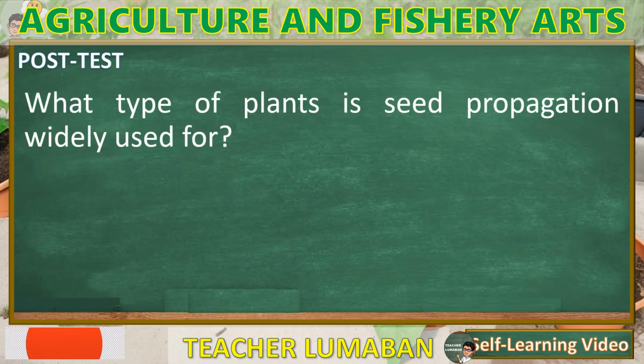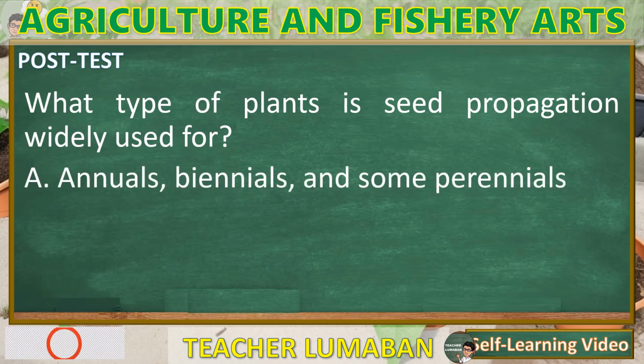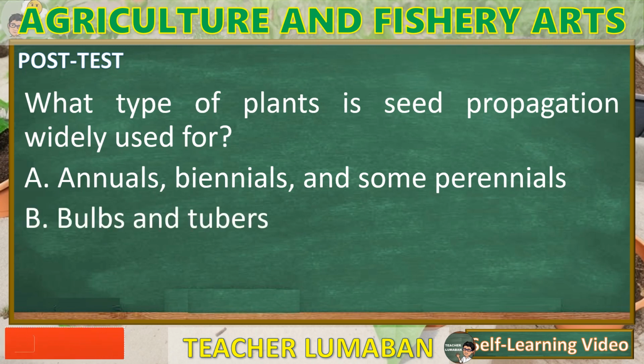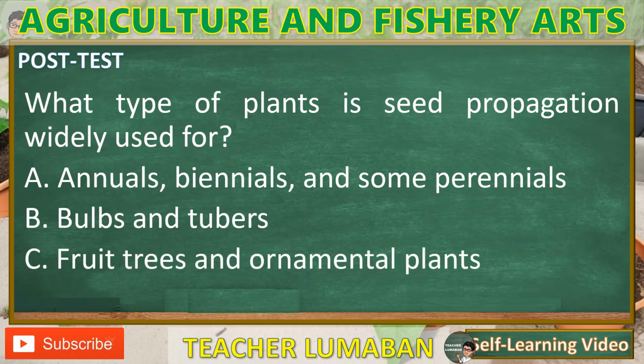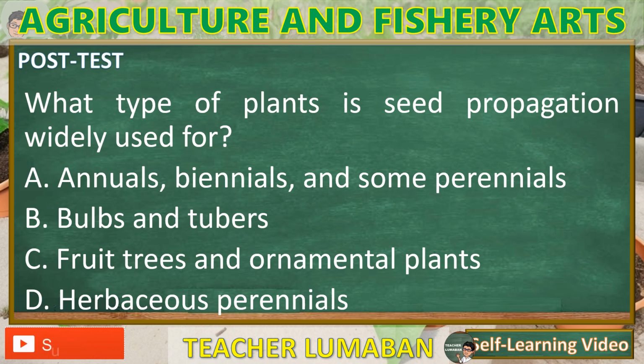What type of plants is seed propagation widely used for? A. Annuals, biennials, and some perennials. B. Bulbs and tubers. C. Fruit trees and ornamental plants. D. Herbaceous perennials.